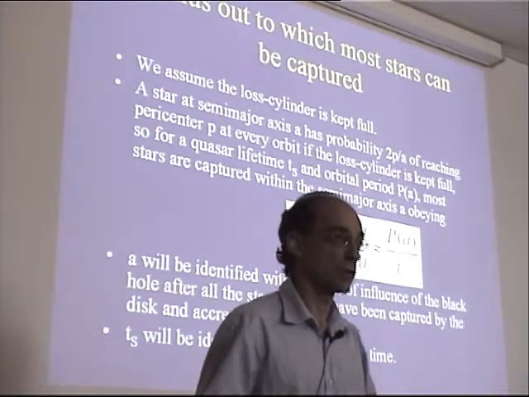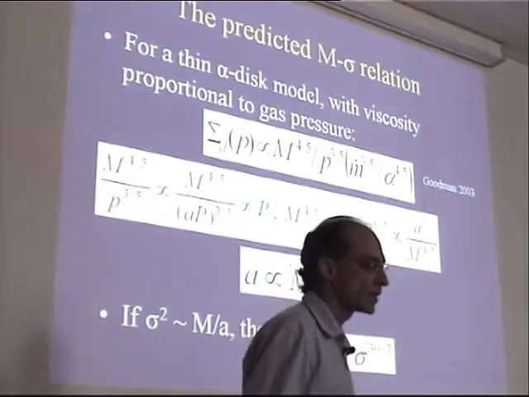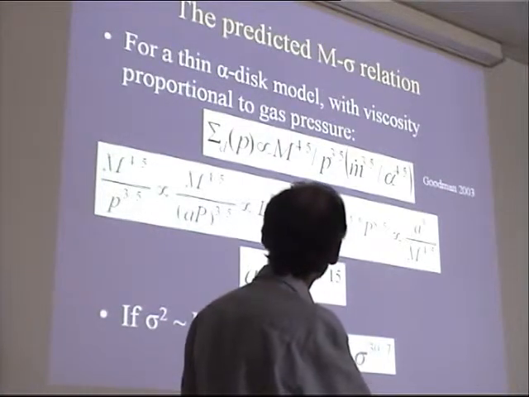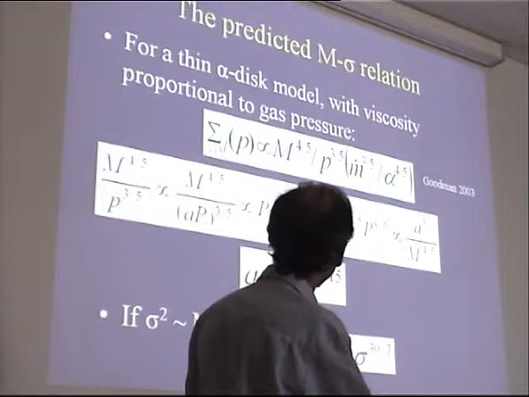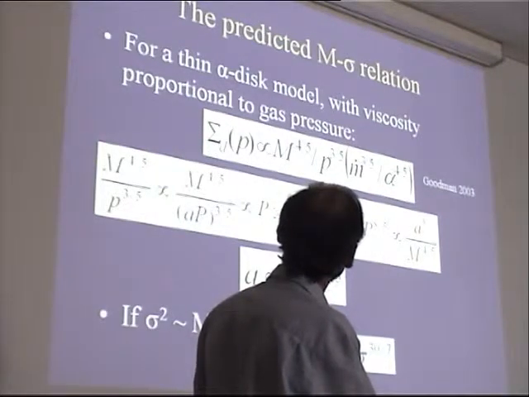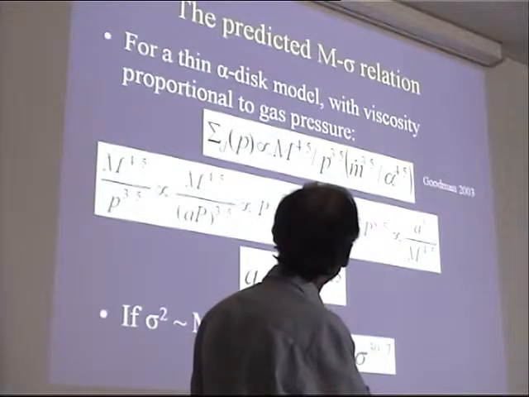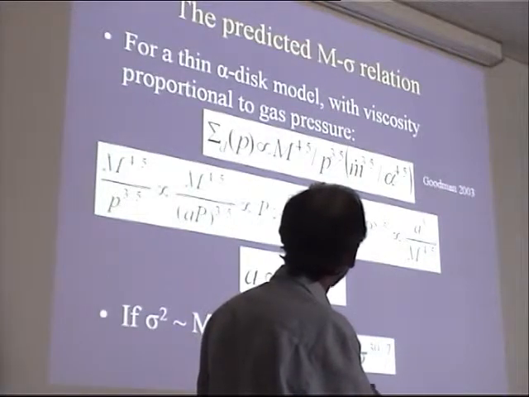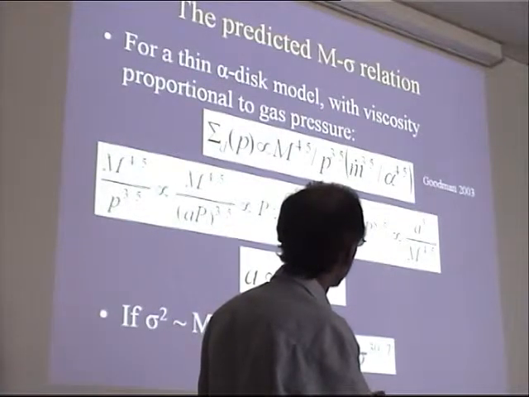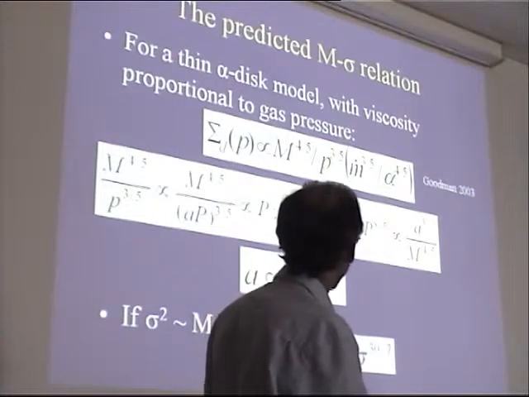This leads to a predicted M-sigma relationship, and to get this M-sigma relationship, you have to assume a surface density profile for the disk, which here we take to go as the mass of the black hole to the 4/5 over radius, which is this P, which we equate roughly to the pericenter of the orbit of the star, to the power 3/5. And it depends on an accretion rate in Eddington units and a viscosity alpha parameter.